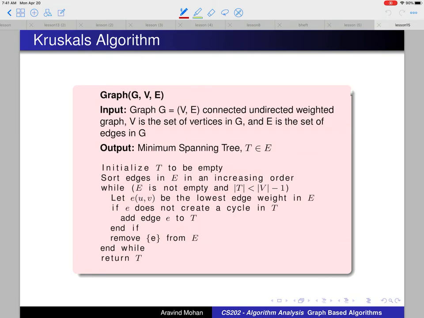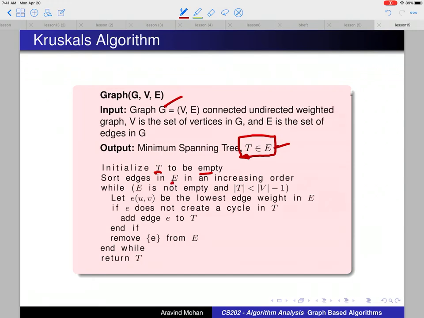So the formal algorithm for Kruskal's is we are given a graph G, right? With capital V being the vertices, uppercase E for the edges, and the output here is we are trying to find a minimum spanning tree. T is a subset of that edge set, right? So we initialize T to be empty, the first step.